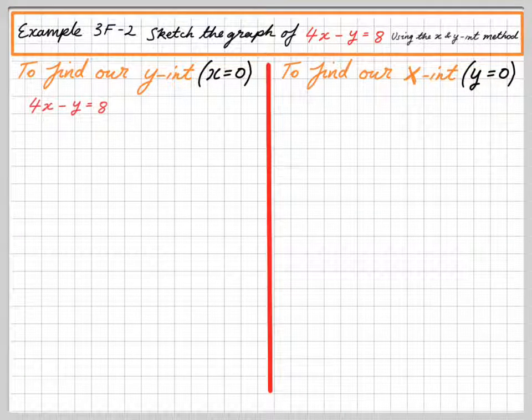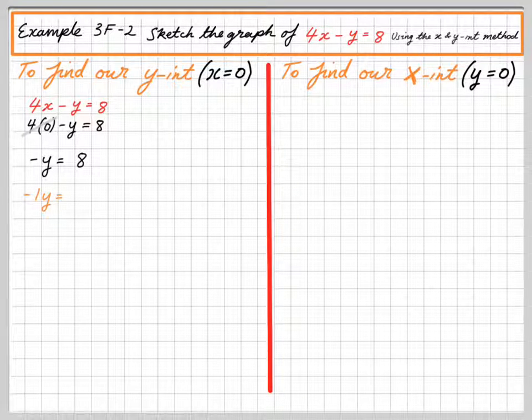So I'm going to bring out this equation here, and we're going to just sub in the x, which is 0, into the equation. So let's do that. So it's 4, put a bracket there, so our x value is 0, minus y is equal to 8. Now 4 times 0 is cancelled. So our new equation is negative y is equal to 8. Now, negative y is equal to 8 can also be rewritten as negative 1y is equal to 8, because if we times negative 1 by y, we'll get negative y.